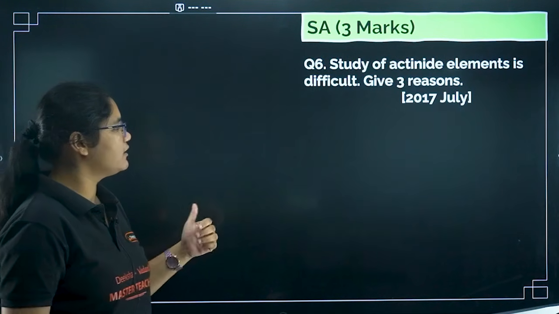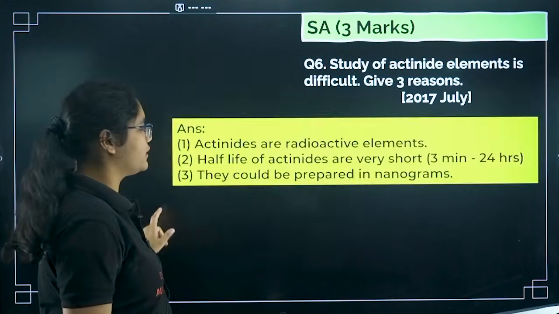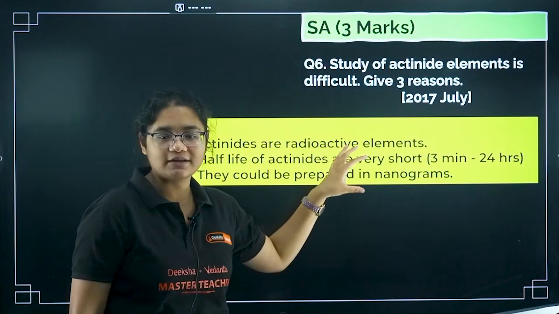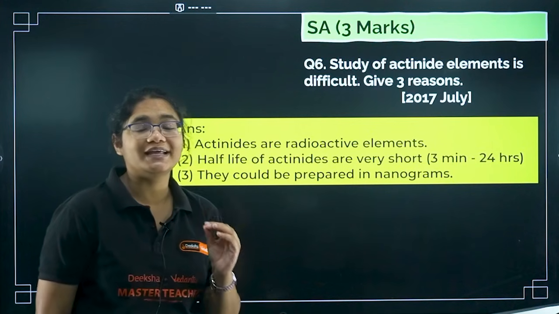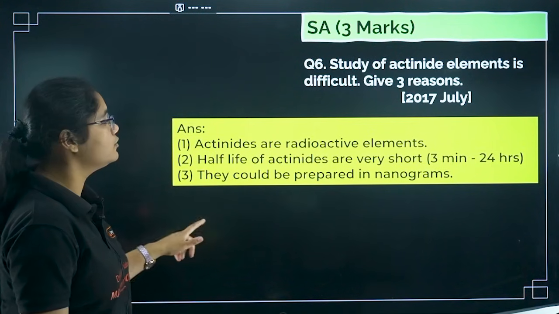So any such points you can write down, any 3 points. Next, study of actinoids is difficult. Give 3 reasons. Already I have discussed this one. They are radioactive elements and their lifetime is very short, and they can be prepared only in nanograms. So it is very difficult to study them.